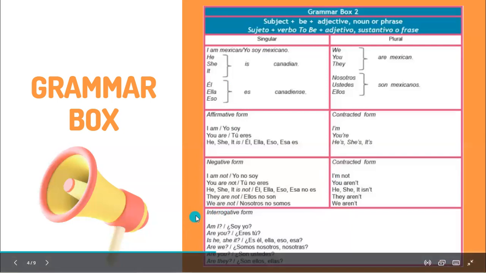If you can observe, here we have first the verb and then the pronoun. Are you, is he, are we, etc.